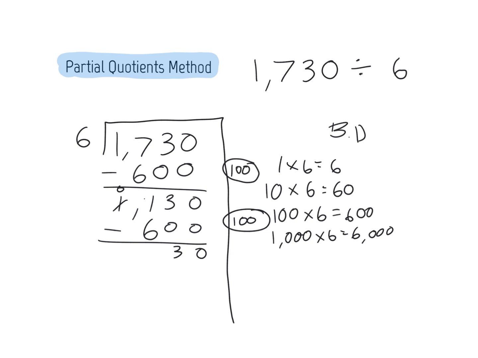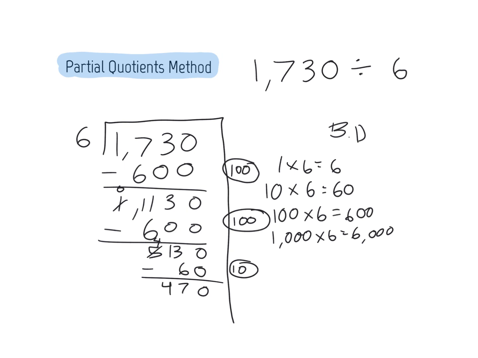Can't do that, need to borrow. 11 minus 6 is 5. Okay, so now I have 530. That 530 is too small. I can't take away another 100 groups. Okay, well, I can take a group of 10. Should we take away 60? Let's try that. So let's take away 10 groups of 6, which equals 60. 0 minus 0, 0. Borrow, it becomes a 13. 13 minus 6 is 7.